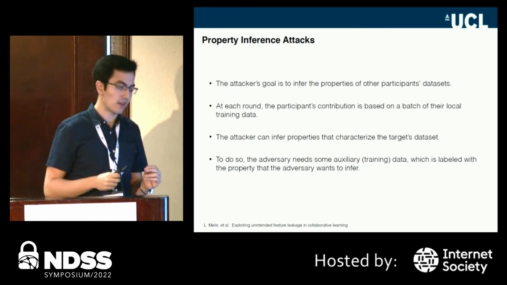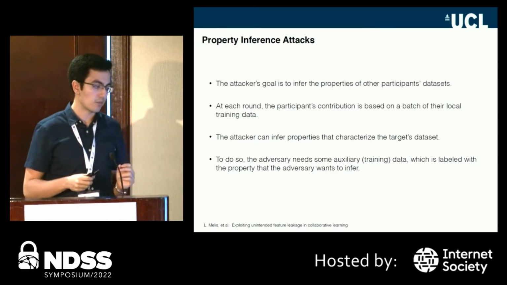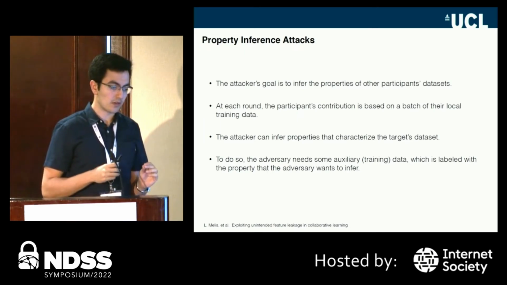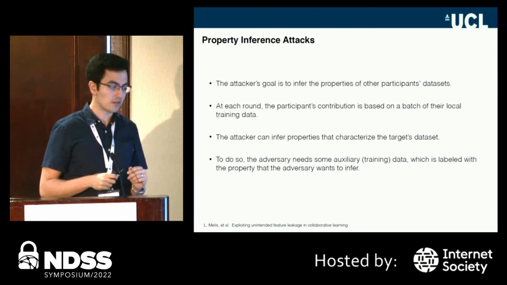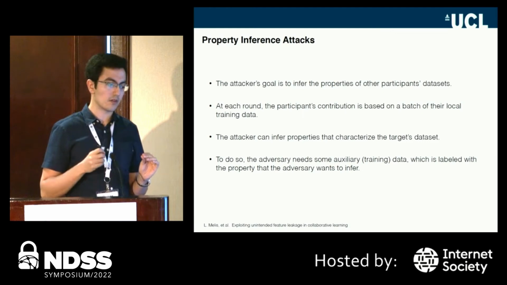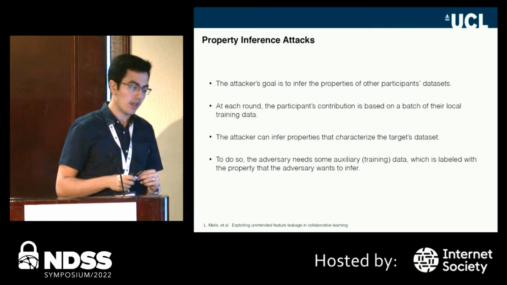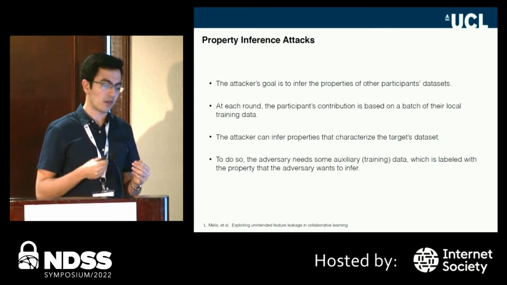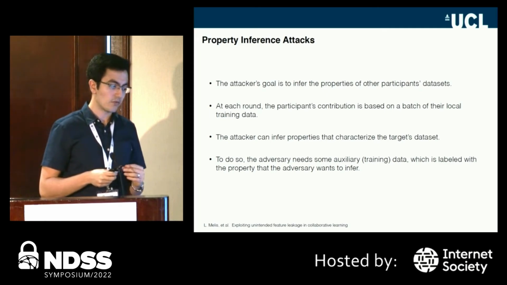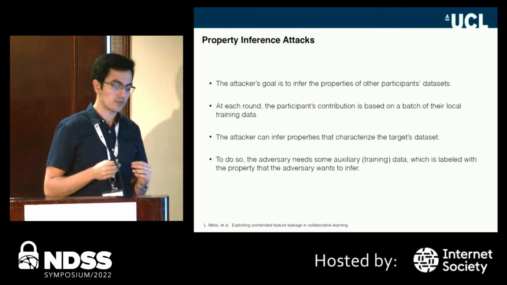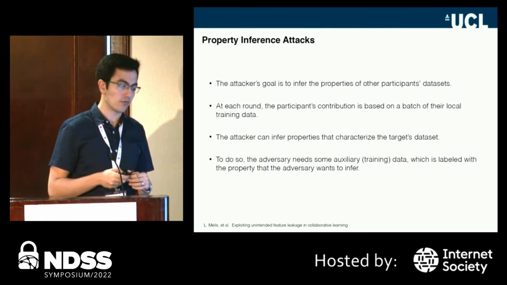For property inference attack, we focus on the attack by Melis et al. So the attacker's goal is to infer some properties of the other participants' data set, and then at each round, the participants' contribution is based on a batch of their local training data, and the attacker can infer the properties that characterize the target's data set. And for that, it needs some auxiliary training data, which is labeled with the property that it wants to infer.